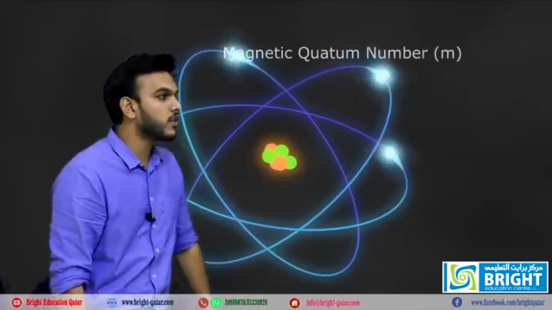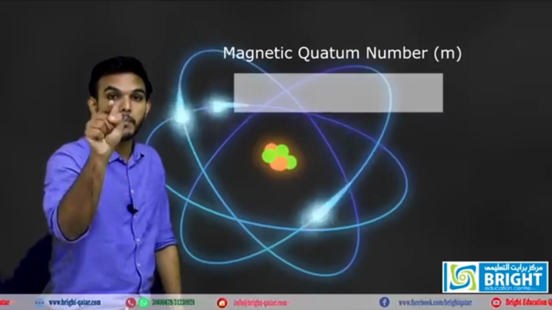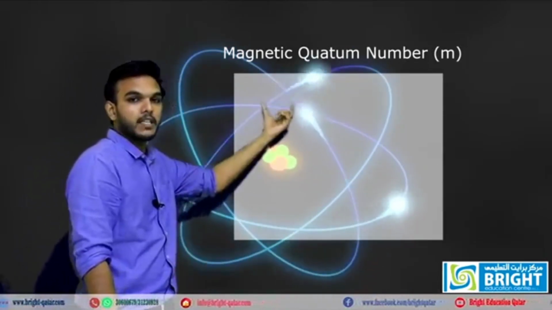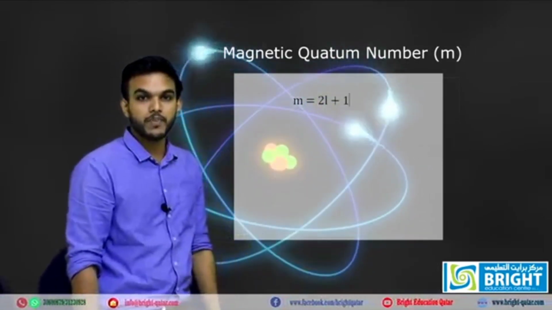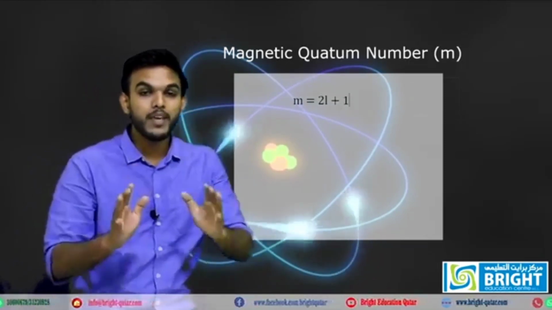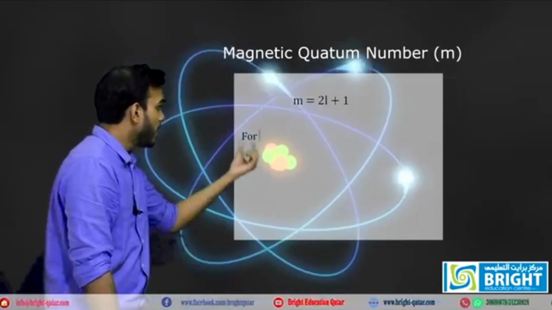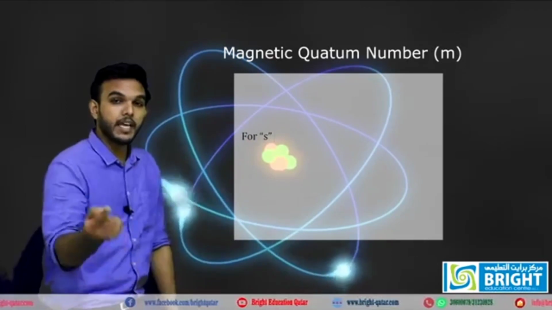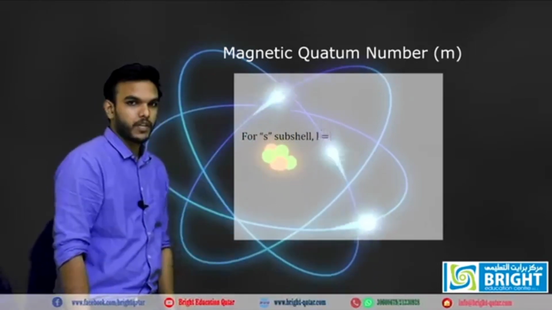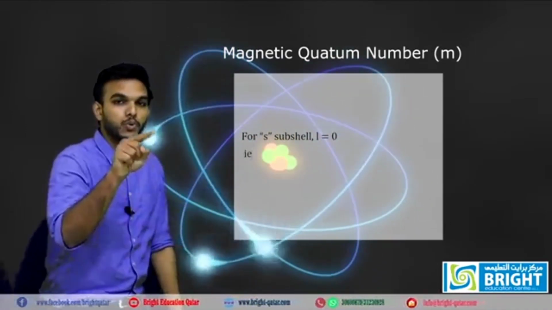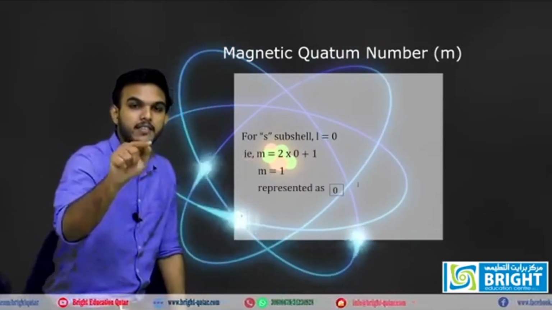Then the third one is the magnetic quantum number. For the magnetic quantum number we have to use the azimuthal quantum number. To find the number of values of m we use 2l plus 1. That's our equation. From this magnetic quantum number we get the orientation of the subshells, okay? For example, in the case of the s subshell, the value of l is equal to 0. Therefore, 2 into l plus 1, that is 2 into 0 plus 1, the value is 1. It is represented as 0.